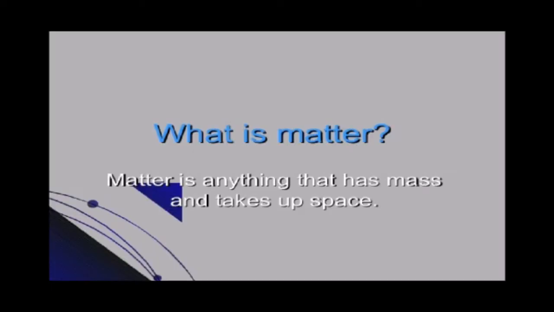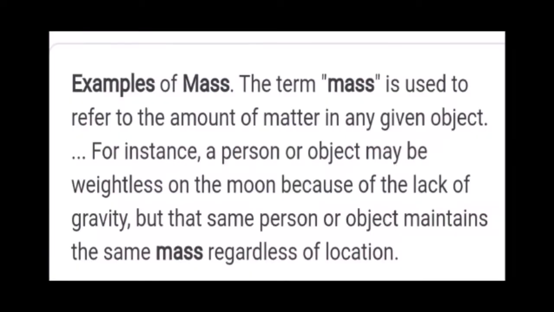The point here is, so much we did, but what is matter? Matter is anything that has mass and takes up space. Example of mass: the term mass is used to refer to the amount of matter in any given object. For instance, a person or object may be weightless on the moon because of the lack of gravity, but that same person or object maintains the same mass regardless of location.